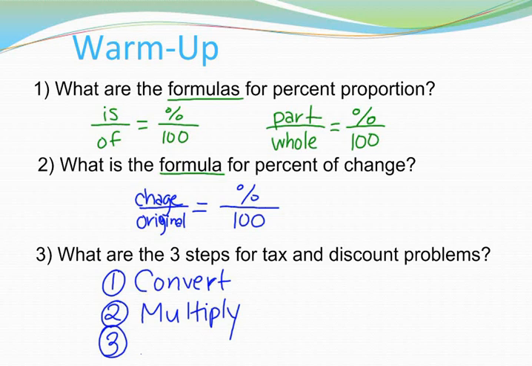Step 3 is to add or subtract. You add if you're dealing with tax and tip. You subtract if you're dealing with discount. If you have a 2-step tax and discount problem, you have to go through this cycle twice. Once for the first step and again for the second step. Okay?